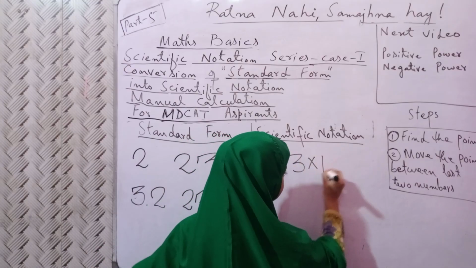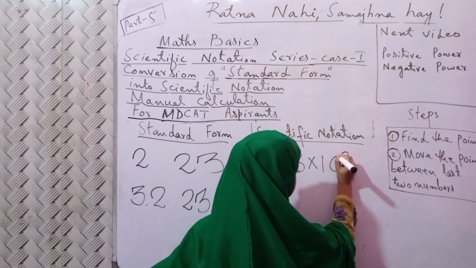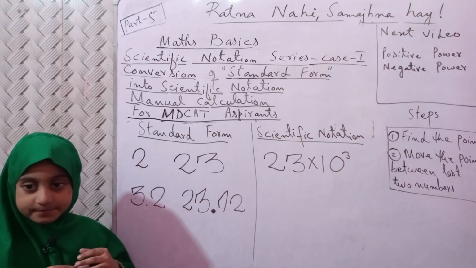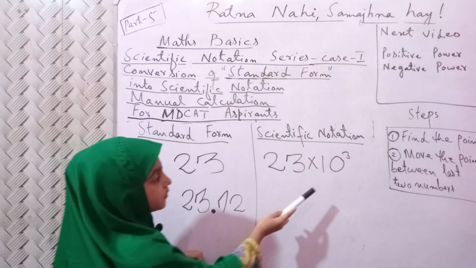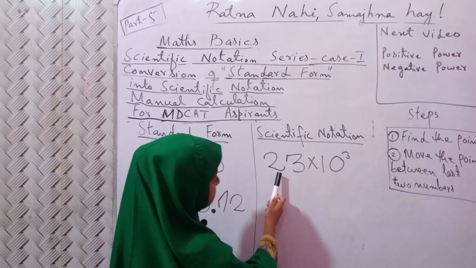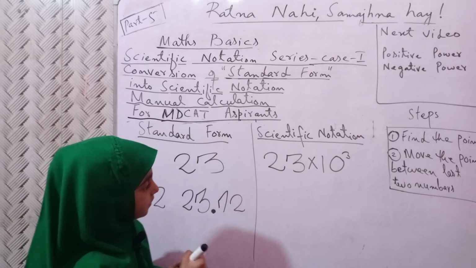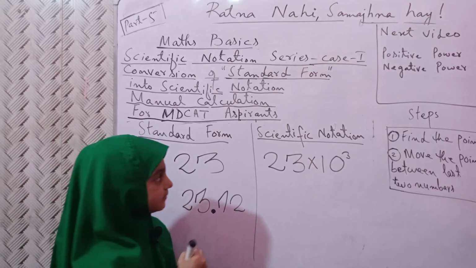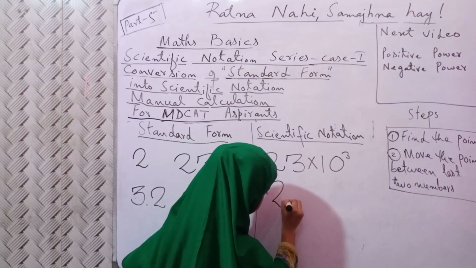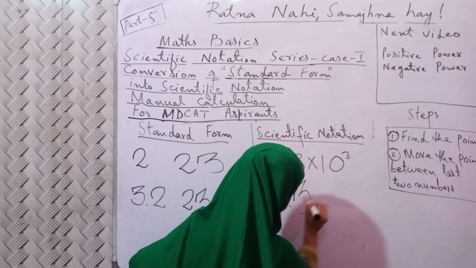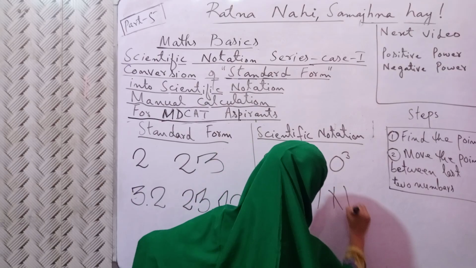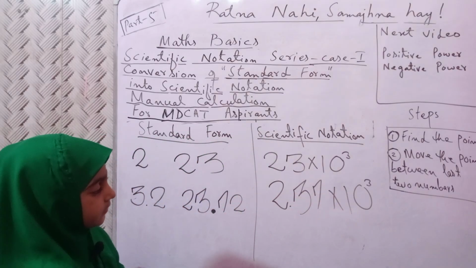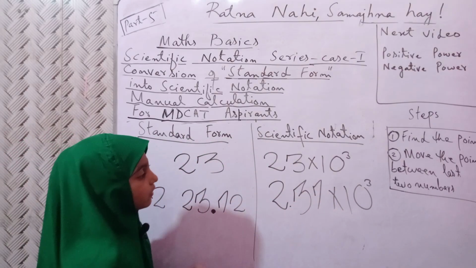23 multiplied by 10 power 3. 23 multiplied by 10 raised to power 3. Now it is in scientific notation. Now it is in scientific notation too.